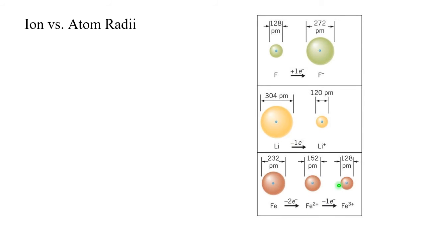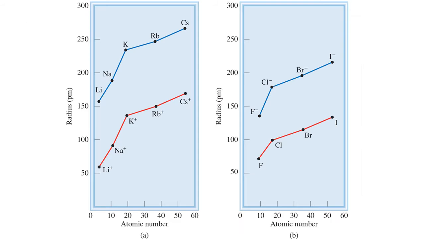Now, when we remove one more electron, going from Fe2+ to Fe3+, size drops down. The trend in one period and one group is still the same. So lithium ion is the smallest in group number 1. Sodium is larger, potassium is larger, rubidium is larger, cesium is even larger.